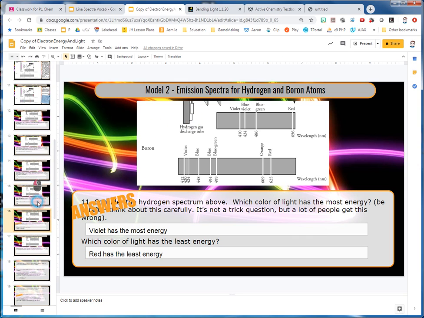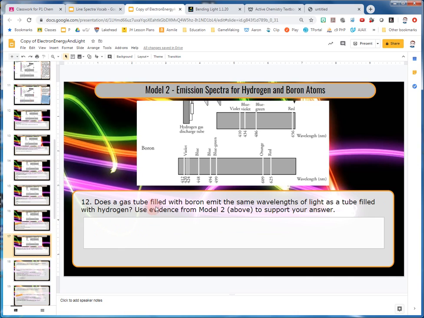So I included these answers just to make sure that you were on the right track. All right, does a gas tube filled with boron, we're talking about boron now, emit the same wavelengths of light as a tube filled with hydrogen? Well, it's not enough to just know the answer. You have to be able to explain the answer. Well, you can see right here that no. They're different wavelengths of light. How do I explain that, though?